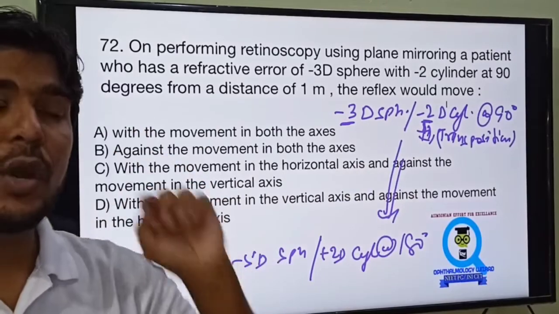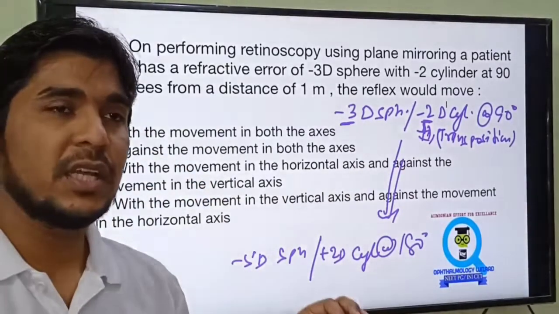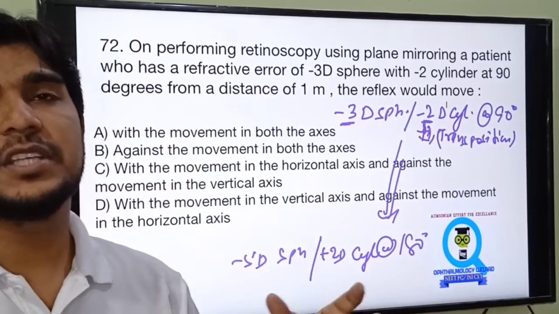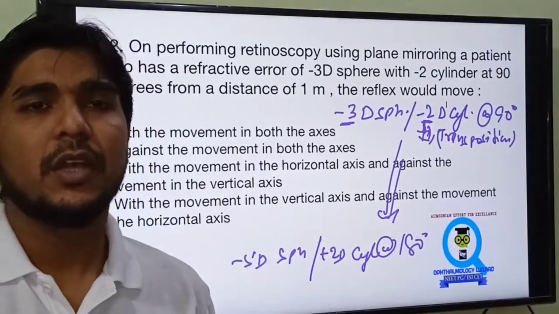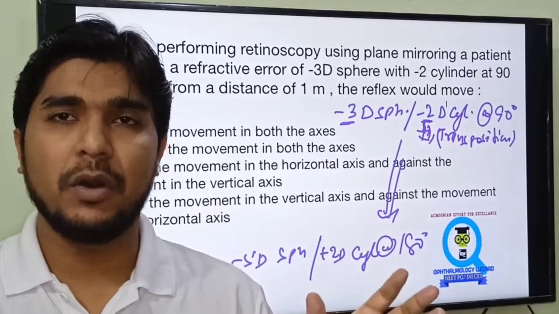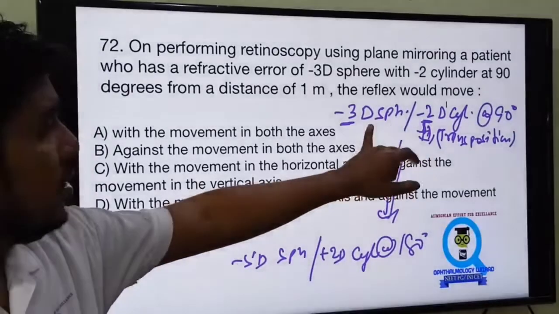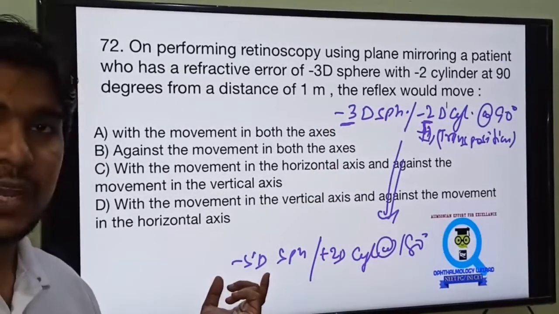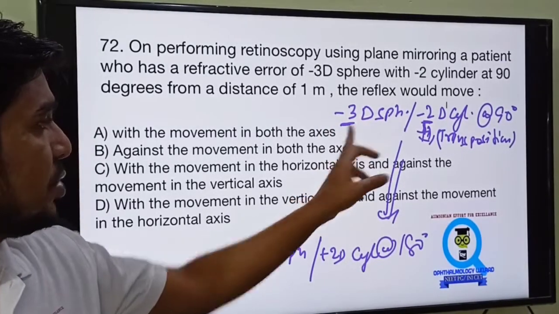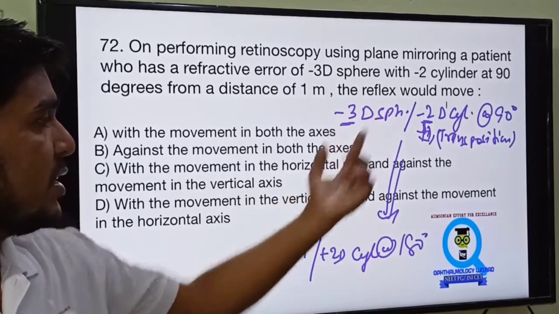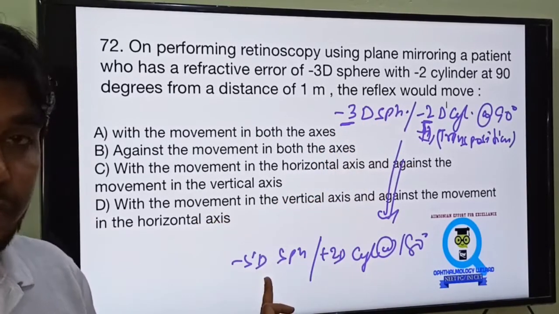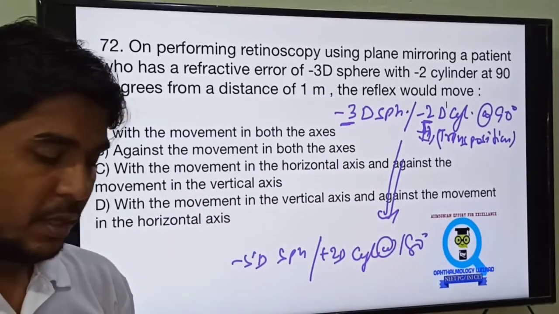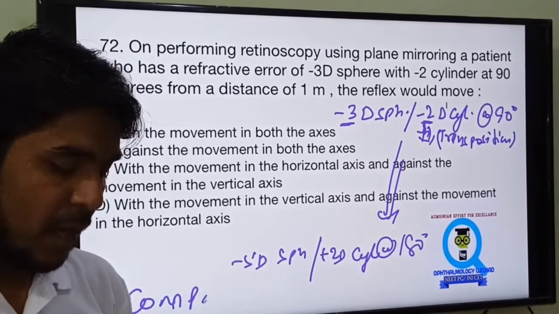Just remember, if you want to know whether the retinoscopy prescription is a myopic prescription or a hypermetropic prescription, you have to see only the spherical power. Since the power of this is -3 and this is also minus, and the other is -5, the spherical power is different, and the sign is minus, so it is compound myopia.